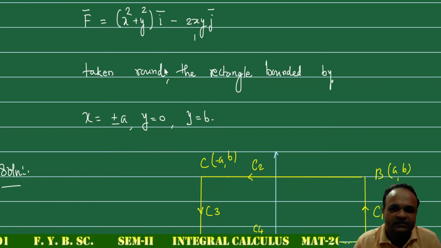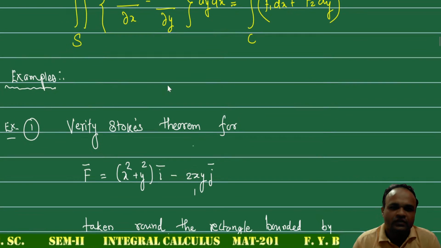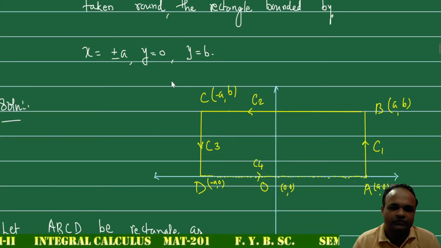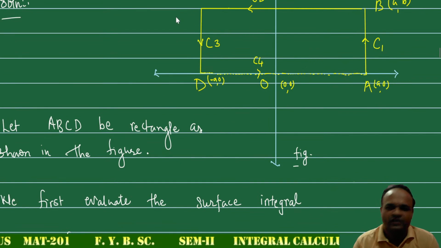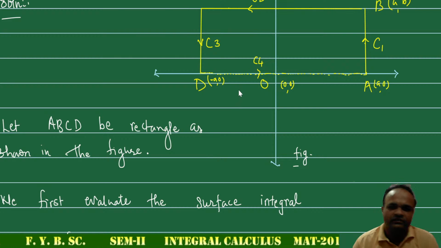And F bar is given. It is a vector valued function. So you have to verify Stokes theorem. So first we will find... So you can refer to this figure. Already details are given in the example.